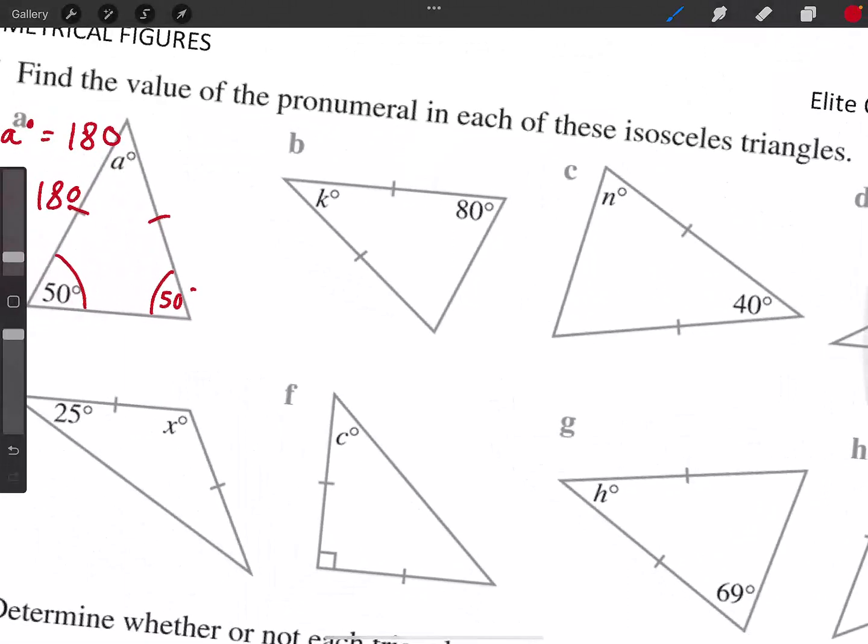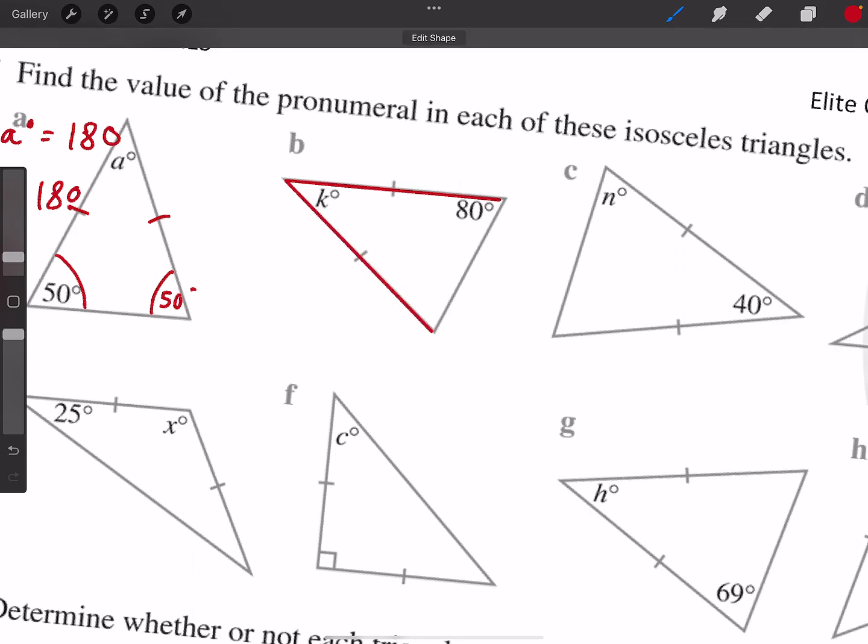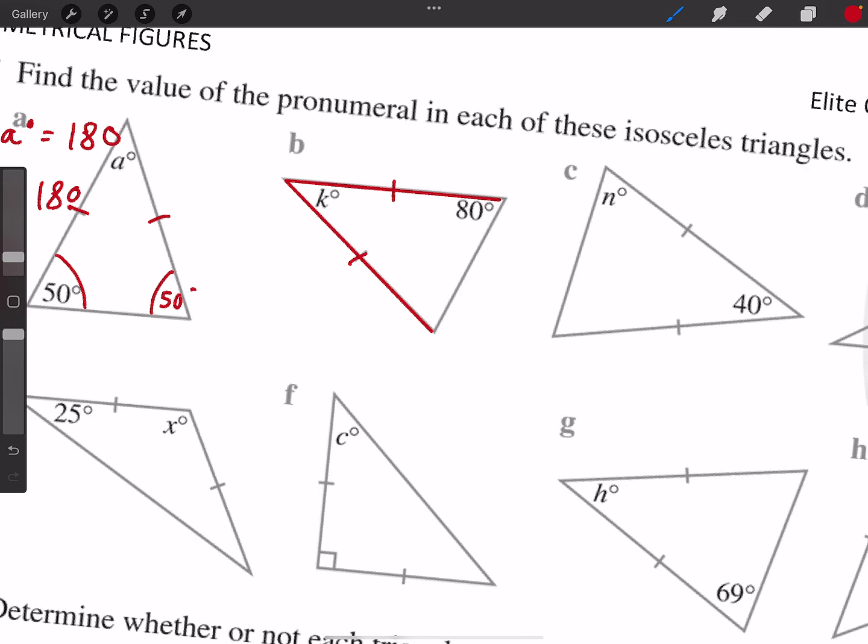Question B. Now, you see how this length is the same as this length? The way we know that is because they have a dash in it, to indicate that these two lengths are the same. Now, if this is 80, this must also be 80 degrees.